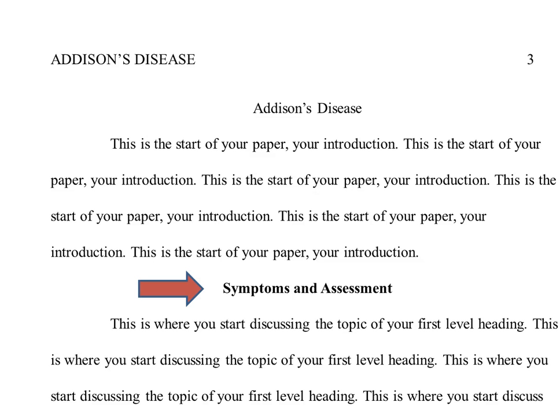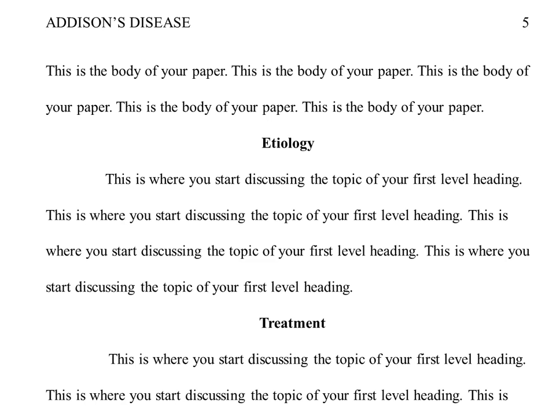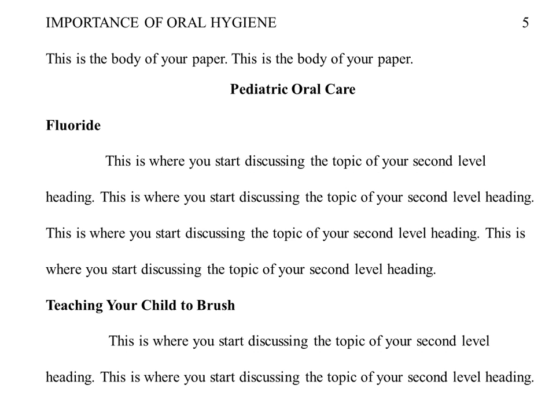So after you thoroughly explore and explain the symptoms and assessment for Addison's, you would go on to thoroughly explore and explain the etiology, and then thoroughly explore and explain the treatments for this disorder. So in this example, your paper about Addison's, you have broken it into 3 main sections, and so you have 3 level 1 headings.